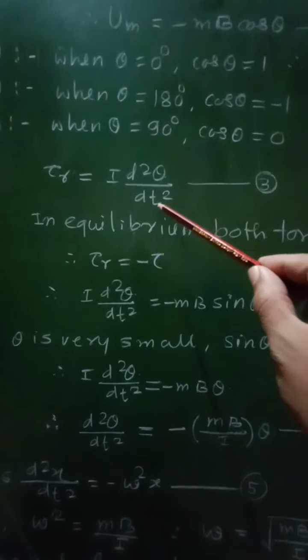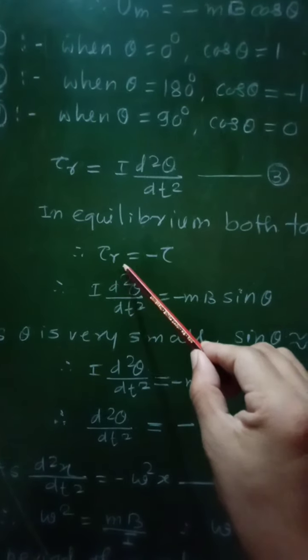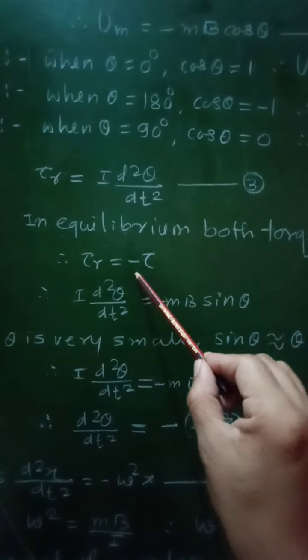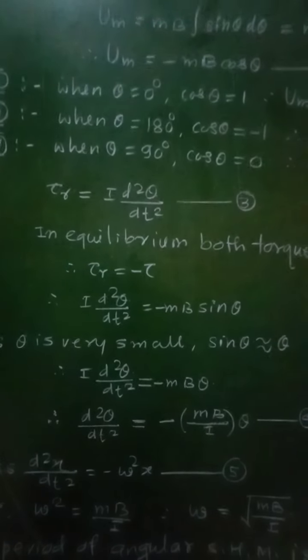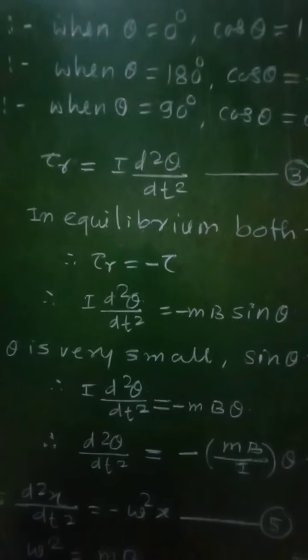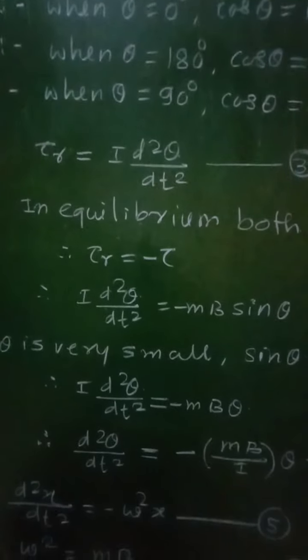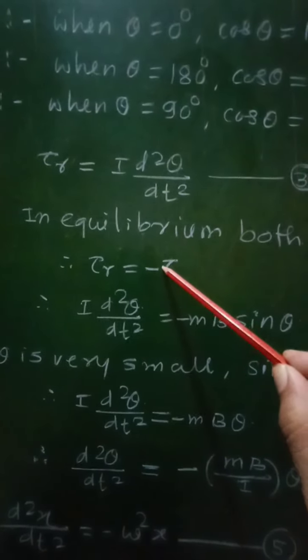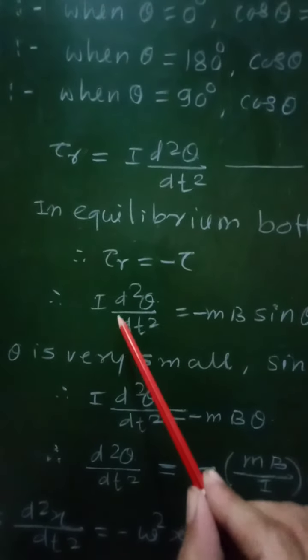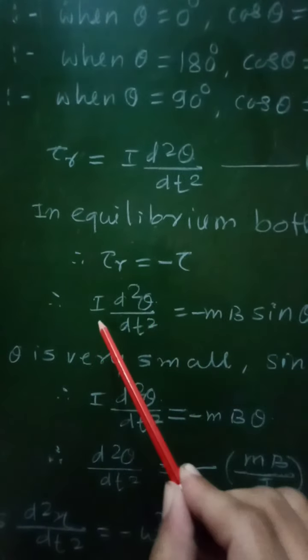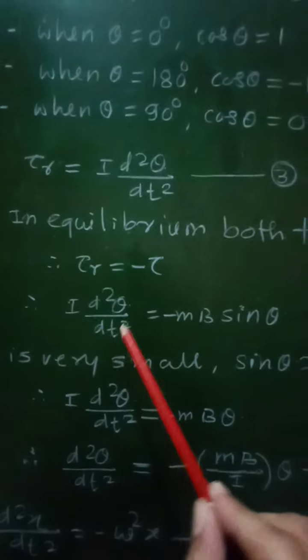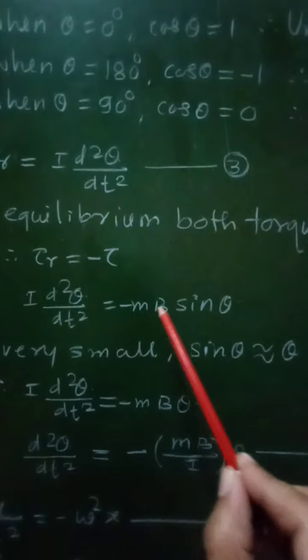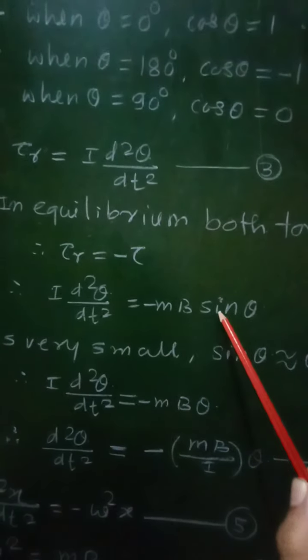Now this is the restoring torque, that is, torque R will be equal to minus of the rotating torque. The direction of these two torques will be opposite to each other, and therefore a minus sign is taken here. Therefore we can write the restoring torque as I into d square theta by dt square, that will be equal to minus mB sin theta, the rotating torque.